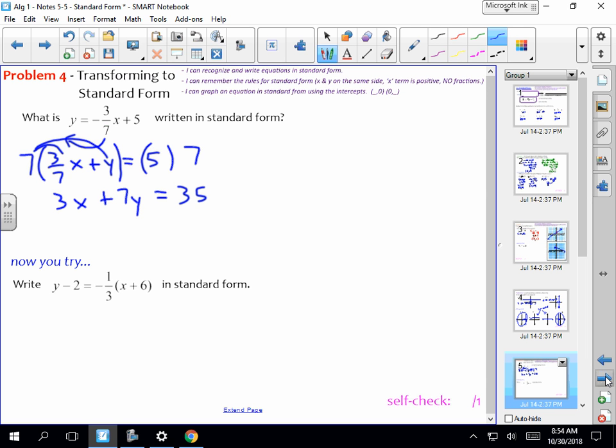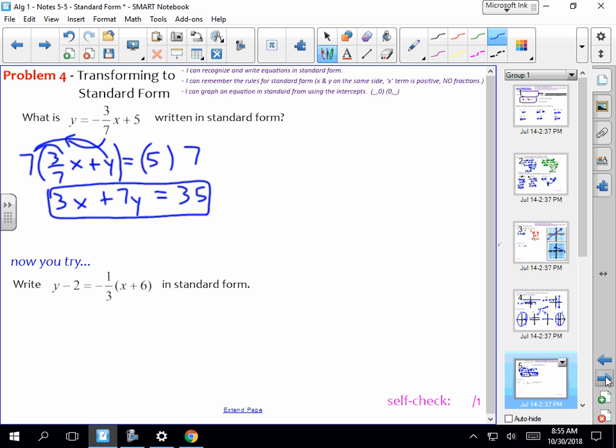What I have right there, 3x plus 7y equals 35, is equivalent to y equals negative 3/7 x plus 5. It's just as easy to graph in this form. So typically we are going the other direction. You'll find in math, we usually want to be able to go both directions on a lot of things. I hand you the equation, you give me the graph. I hand you the graph, you give me the equation. Being able to work both ways.